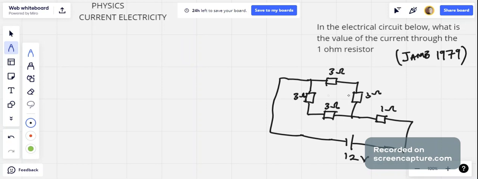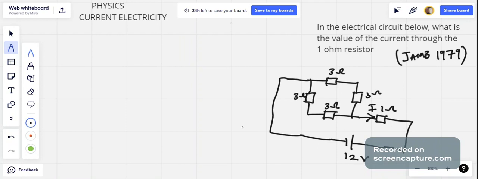The 1 ohm resistor is here. This is where the 1 ohm resistor is. So they say we should calculate the current through that particular resistor, current I.